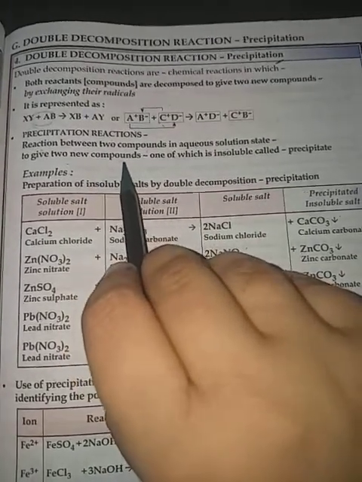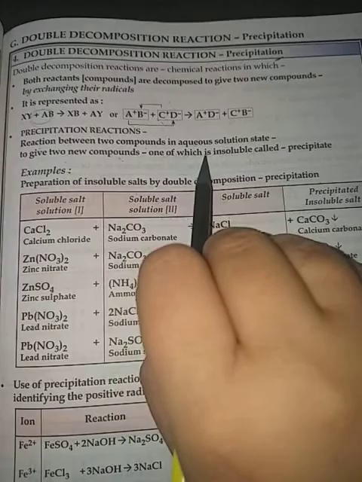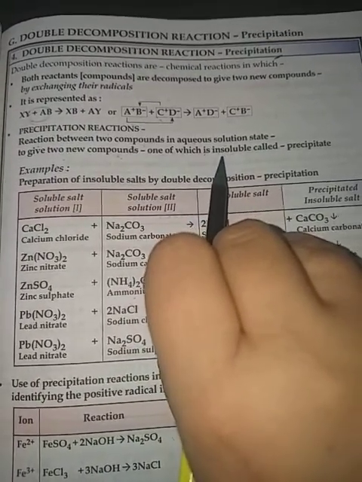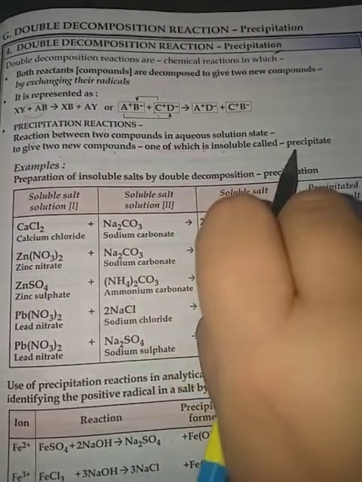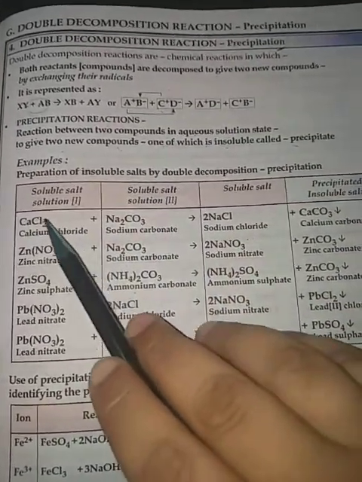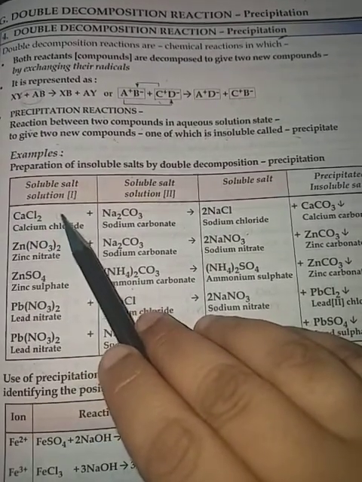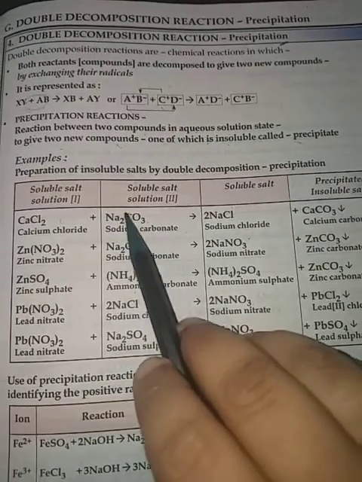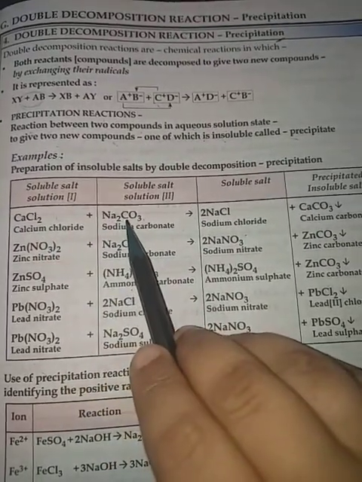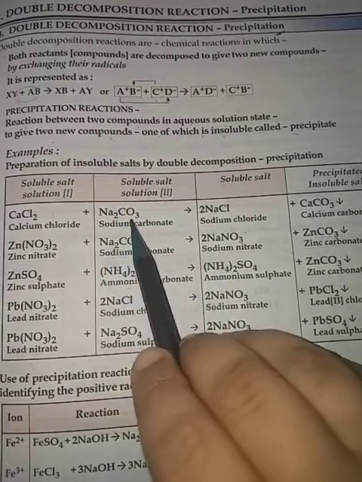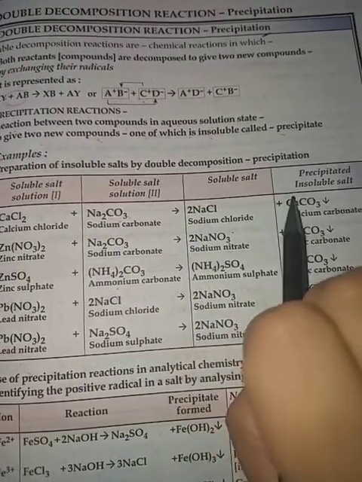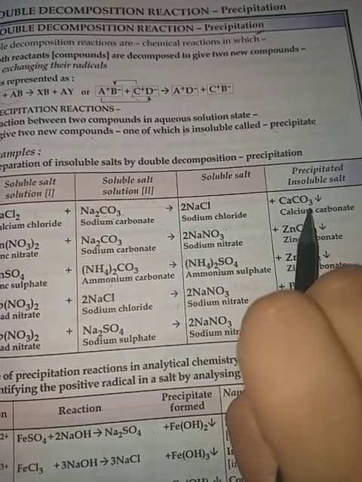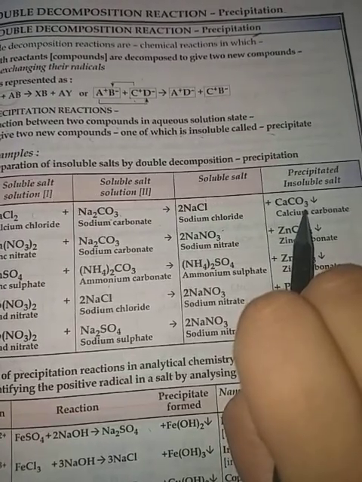When the two new compounds are formed, one of the compounds which is obtained is insoluble. The insoluble compound is called precipitate. Here we'll take the examples like aqueous solution of calcium chloride, calcium chloride dissolved in water, and sodium carbonate dissolved in water. When the aqueous solutions of these two compounds are mixed with each other, NaCl is formed along with the formation of CaCO3, and CaCO3, calcium carbonate, is insoluble in water, so it will be obtained in the solid state.